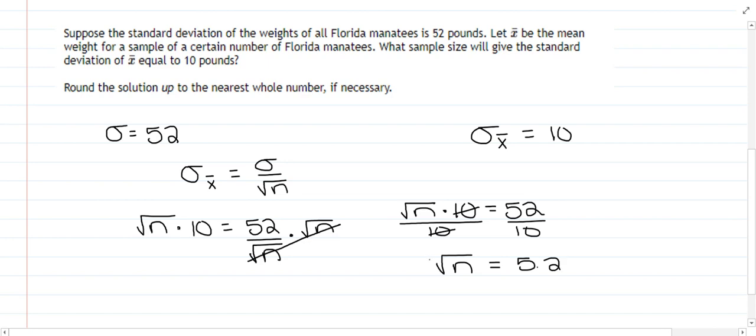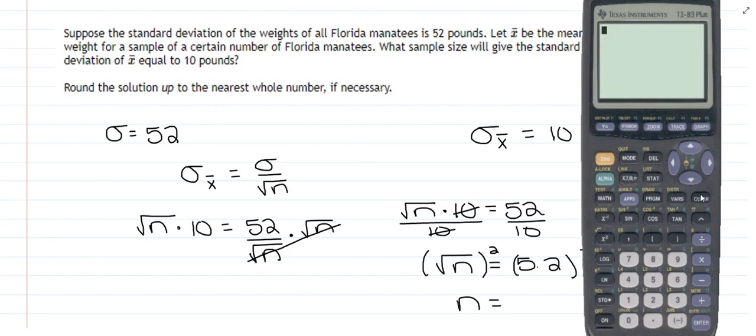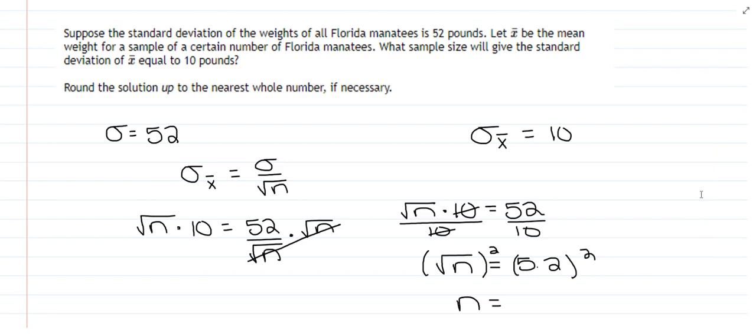And then I'm going to undo this square root by doing the opposite, which is squaring both sides. So that will give me a sample size of 5.2 squared, which we can go ahead and put in here. 5.2 times 5.2, 27.04.